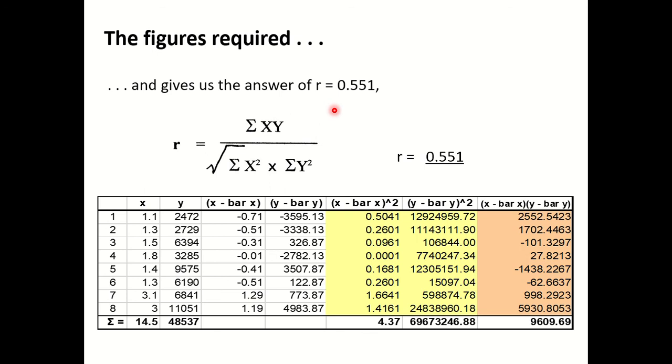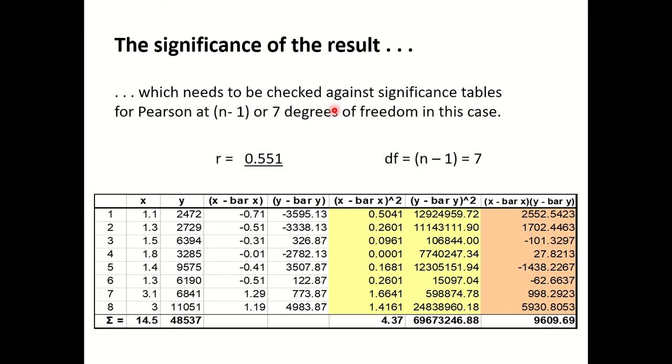What you do now is you take your R value, 0.551, and you look it up in your critical values table. Now the degrees of freedom are important. To work out the degrees of freedom, you take n, which remember is the number of rows in the table, minus 1. So in this case that would be 7. We go to the 7th row on your critical value table, and we look at what the score would be.